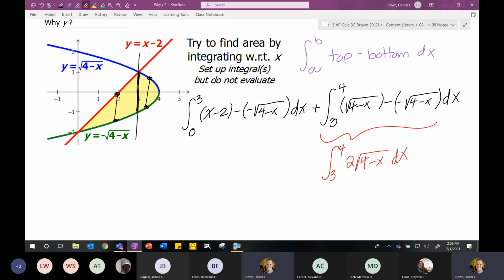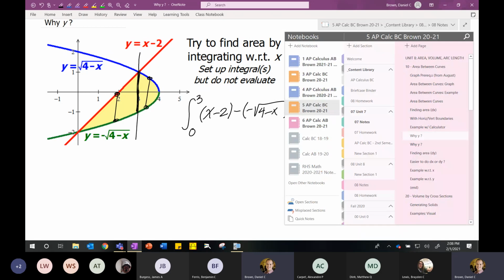This one, though, if I was personally doing it, I would choose to do this one with respect to y instead. The reason why I would choose to do this one with respect to y is I could create and find the same area, but it wouldn't require me to do two separate integrals. So what do I mean when I'm doing an integral with respect to y? I'm just going to change it so I have a little bit more room.